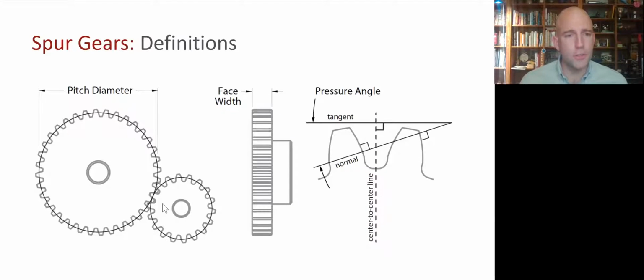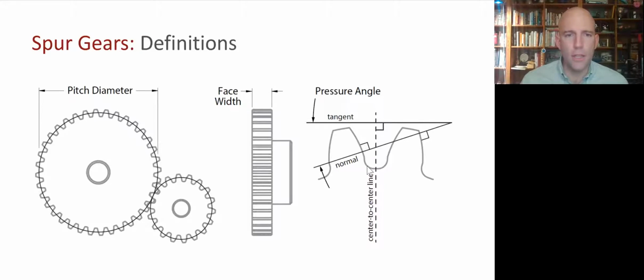You can also see there's some number of teeth around the edge of the gear. And the ratio of the number of teeth to the pitch diameter is called the diametral pitch. It's the number of teeth per inch. And this is an important property because a smaller diametral pitch will result in fatter, stronger gears. The face width is just the width of those teeth. And then we have this pressure angle.